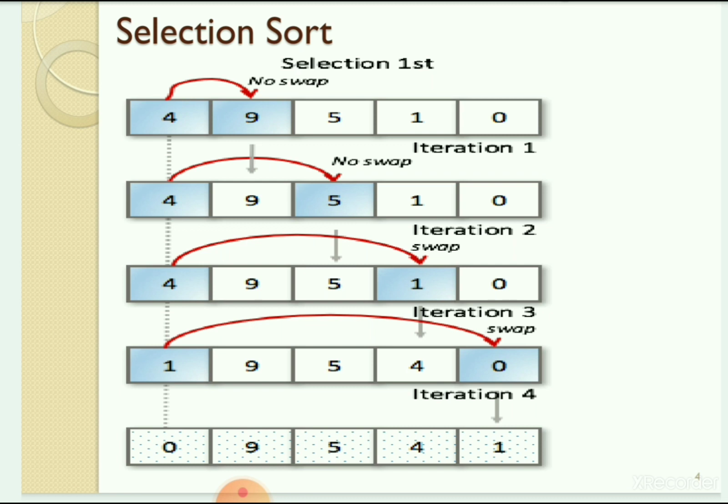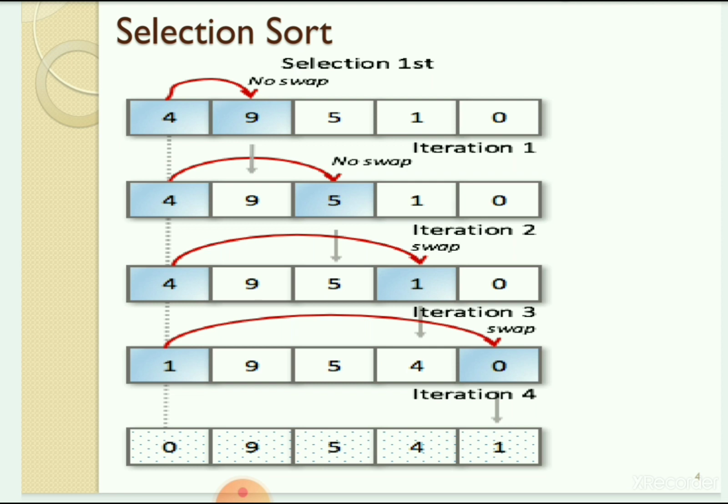Okay, now when we do the swapping, again we have to focus on the 0th position. So which is the element at the 0th position? That is 1. Now we have to go ahead. So we have to compare the 0th element with the 4th element. The 4th element is 0. The 0th element is 1. So 1 is compared with 0.